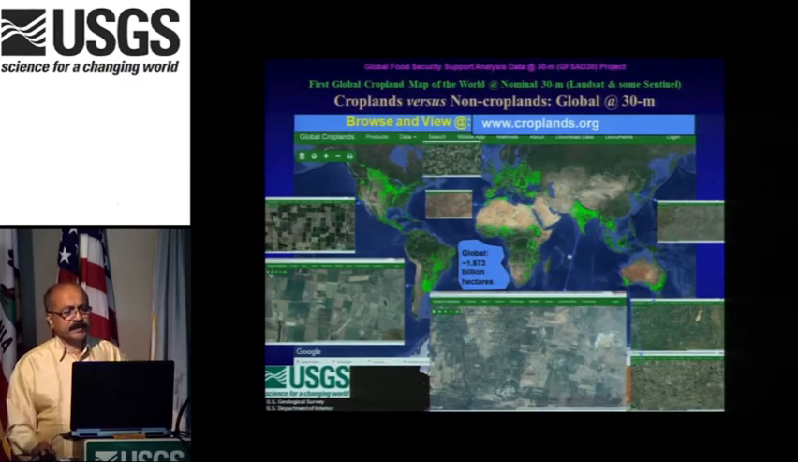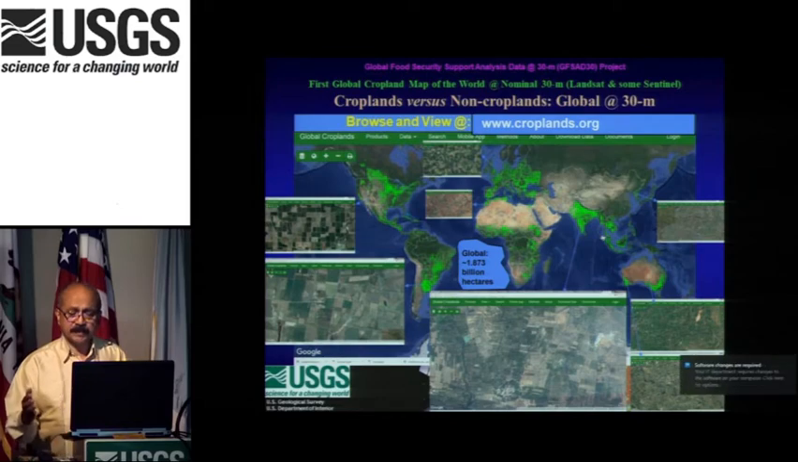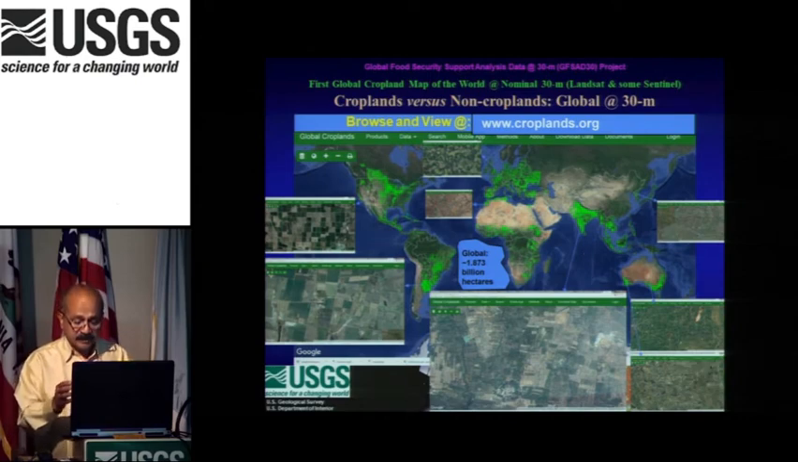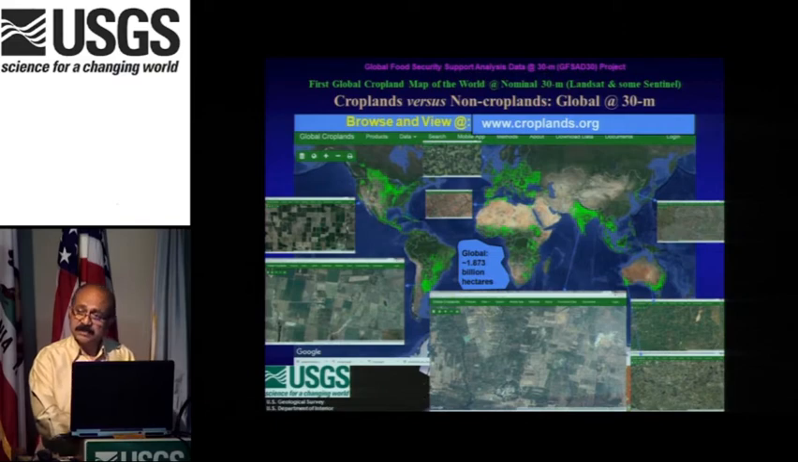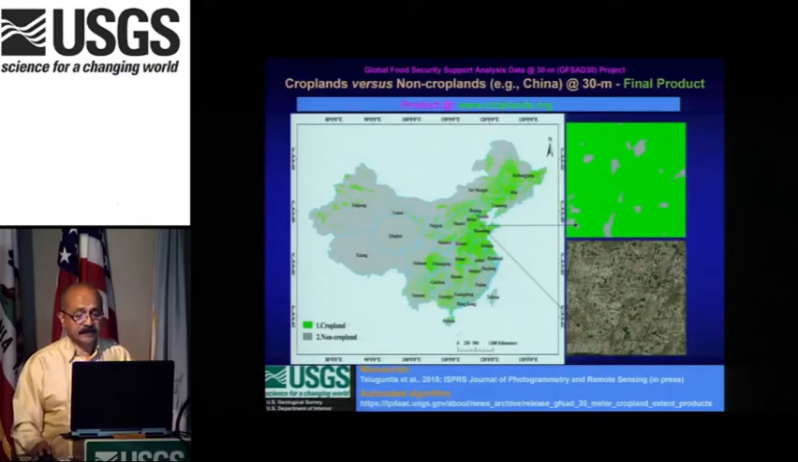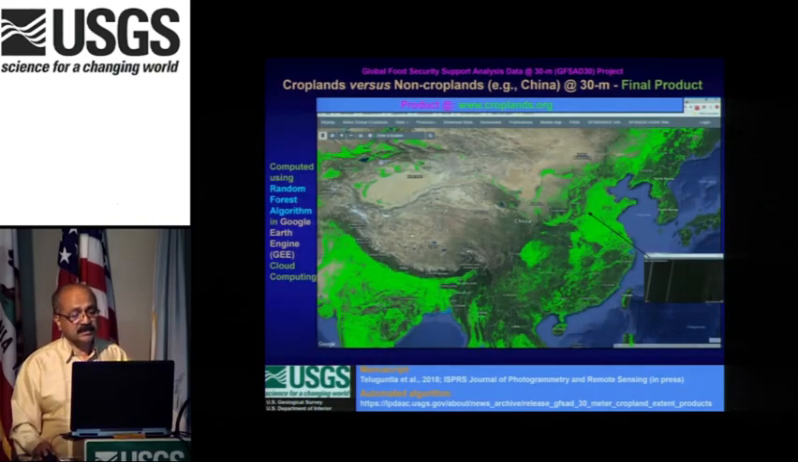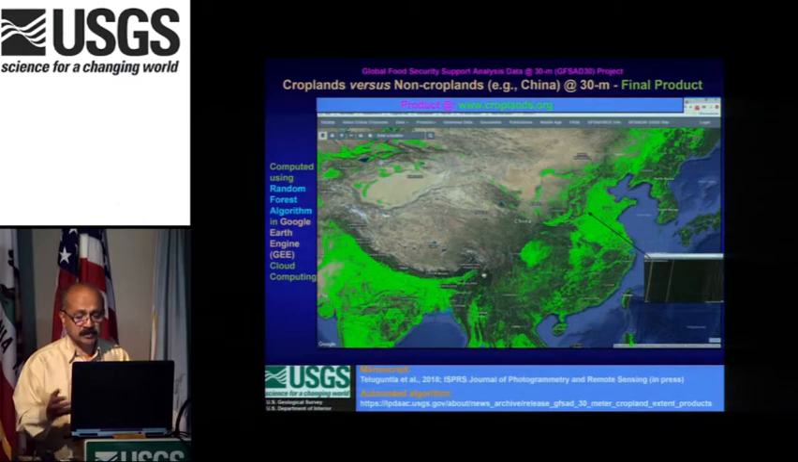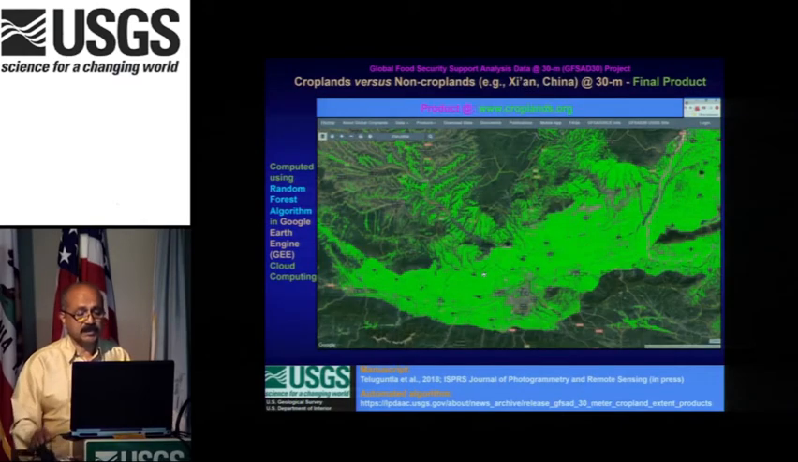So you can go to croplands.org and zoom in to any small part of the world and look at this 1.873 billion hectares of cropland, whether they are small or big. I am not saying this is perfect, but it is as good as it gets. So that is all I will say. And for China, for example, this is a product that we have, and this is for India and China. These are just some zoom-in views for you to see. And this is Xi'an in China. I was in Xi'an a few weeks back.